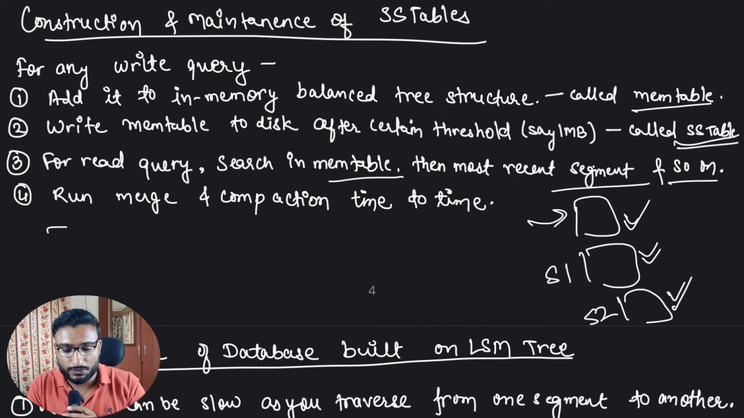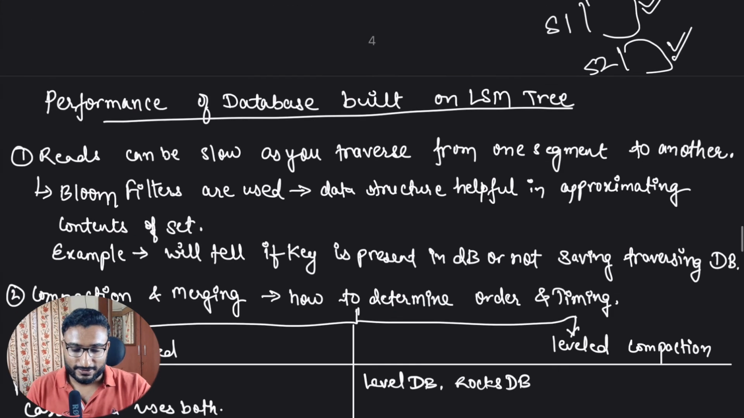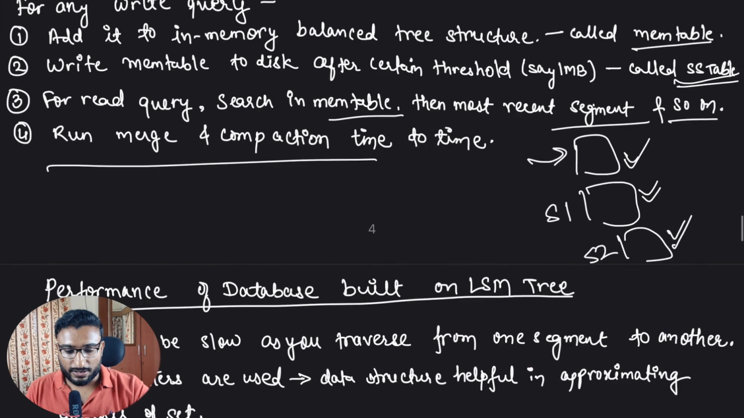And from time to time you have to run the merge and compaction process, the algorithm which we discussed, that you have to delete some entries and then merge the data. Disk space हमें बचाना है, समझे बात? So this is how your construction looks like.